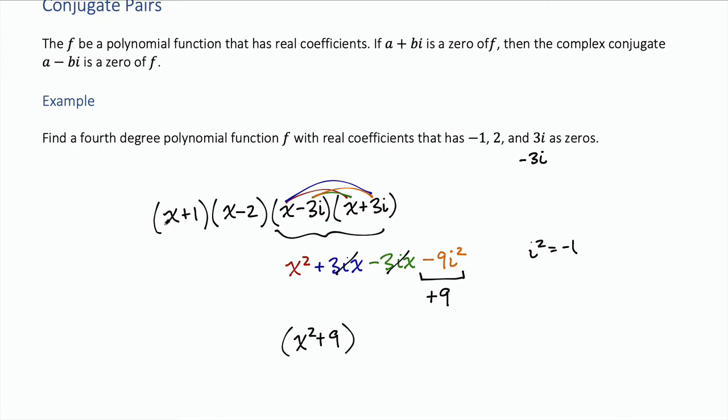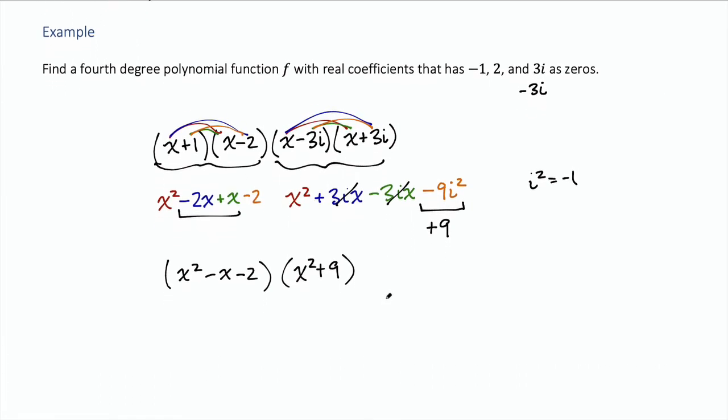All right, the x plus 1 times x minus 2, let's go ahead and multiply those as well. We have x times x, which is x squared. x times -2, so -2x. 1 times x, which is just plus x. And 1 times -2, which is -2. Okay. We can combine these middle terms and write this out as x squared minus x minus 2.